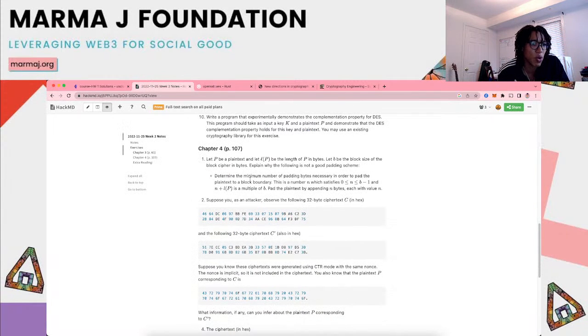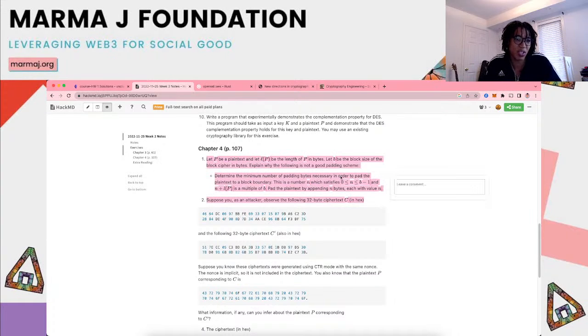Okay, then in chapter 4, for example, let P be a plain text. Actually, let's see if this reads it out.